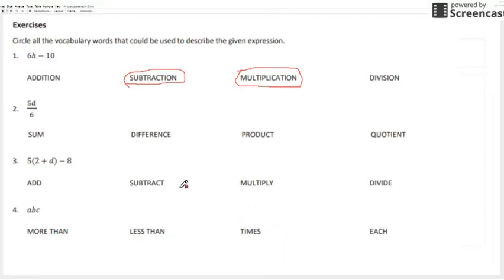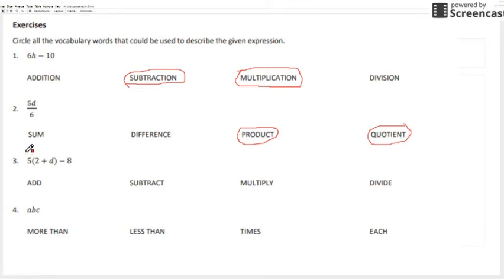All right, so for number 2, hopefully you circled the word product and circled the word quotient. There's a product going on because 5 times D, and there's a quotient going on because, remember, this division bar or fraction bar means division. All right, so we don't have sum and we don't have difference.